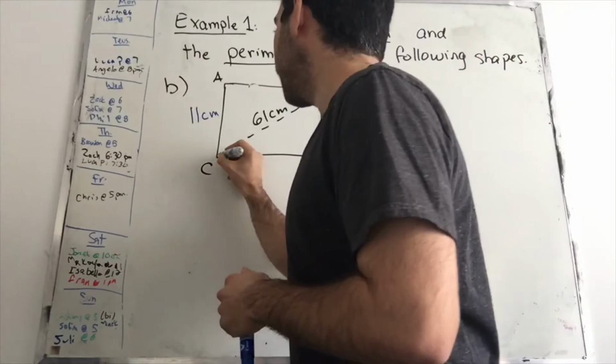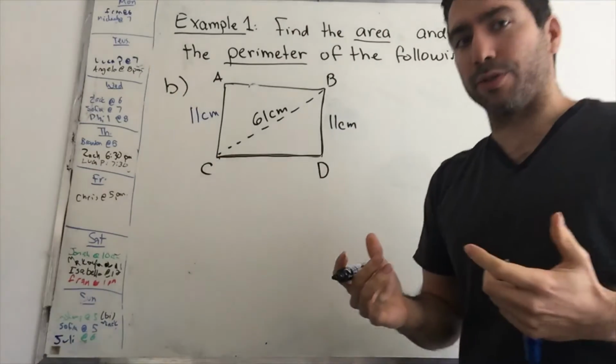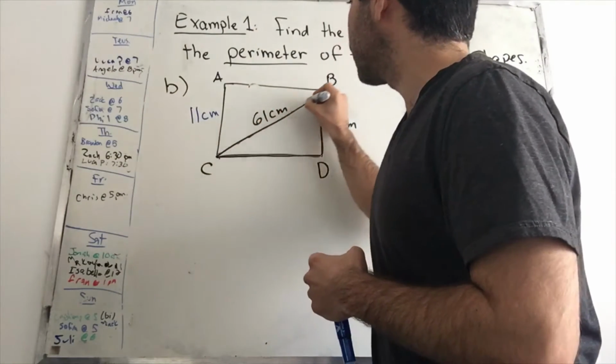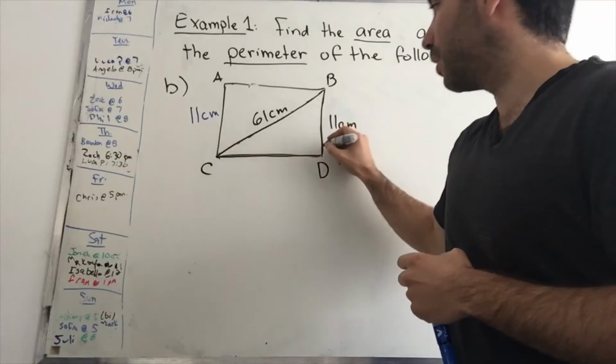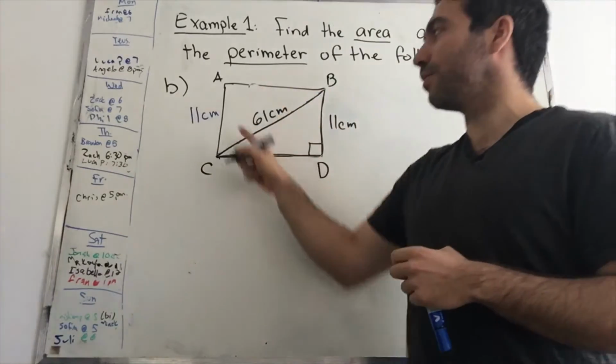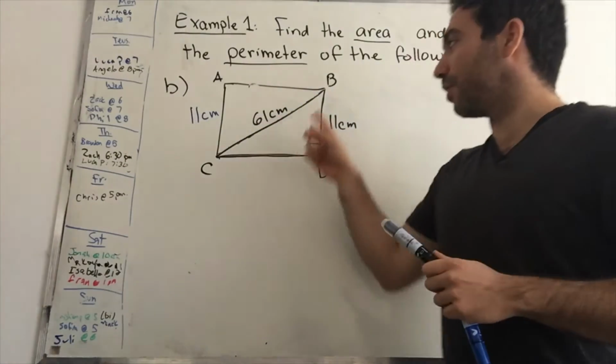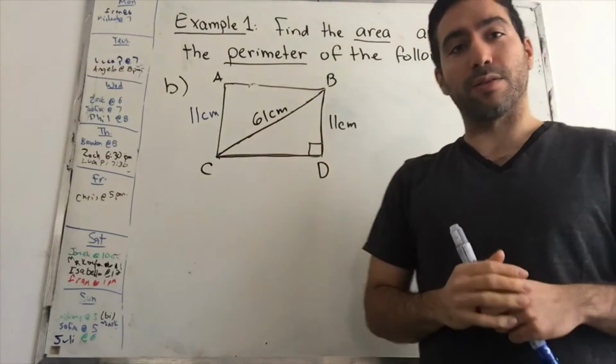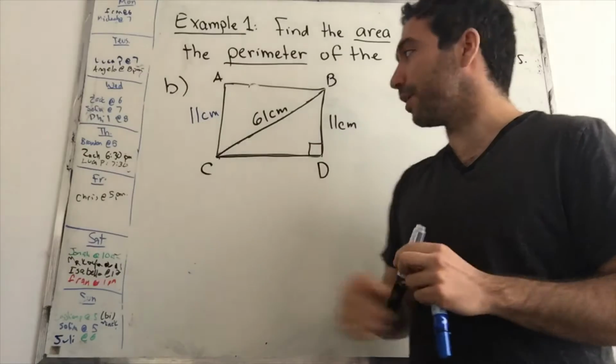But wait, Pythagorean theorem is supposed to be only on 90-degree triangles. Do we have a 90-degree triangle here? Yes, we do, because if we focus on the bottom half, all the corners of a rectangle are 90 degrees. So this bottom half here, so the triangle BCD, is a right angle triangle. So you can use Pythagorean theorem here.